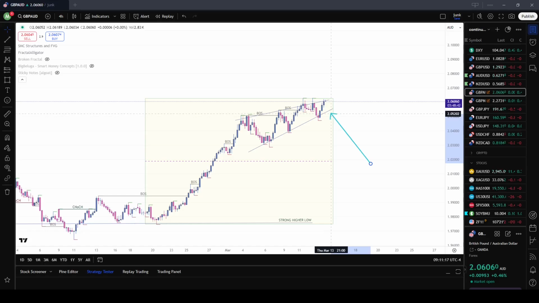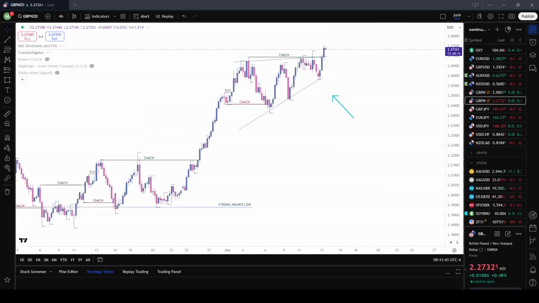You just have to wait to see if sellers do step back in and start taking out the liquidity under these lows. I'll be looking for any type of buying opportunity in discount because it has been so impulsive, because buyers have been in control. So it could break down out of this wedge down here, and I'll be waiting for any type of buying opportunity in discount, or it could just continue pushing higher to higher prices and creating a new range. GBP NZD is similar.